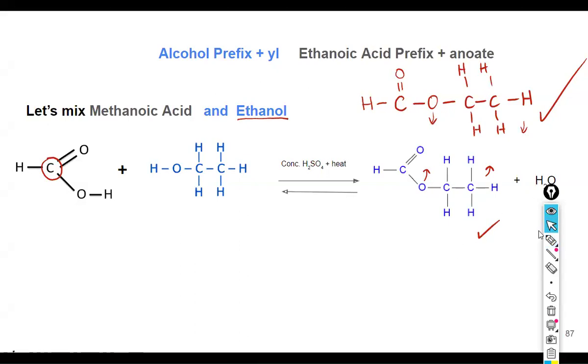Now, if you look at this, the alcohol part in the drawing comes second. So this here is what? The alcohol part, and it has two C's, so it is ethyl. The acid part has one C, so it is meth, and it ends with -anoate. That's the name of the ester, and that is what I saw in the chat from the majority, well, all the students who submitted.